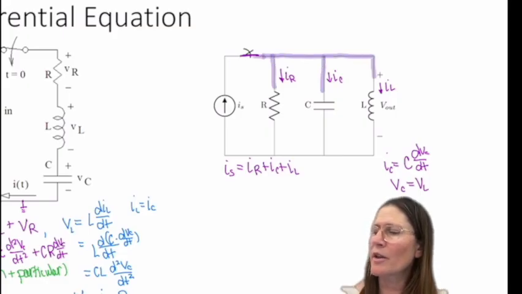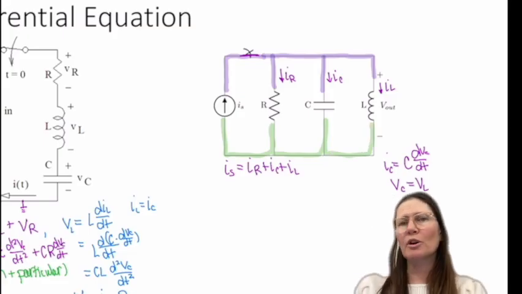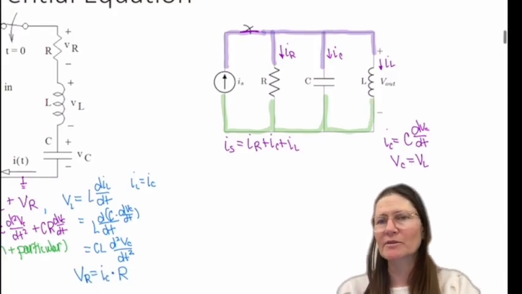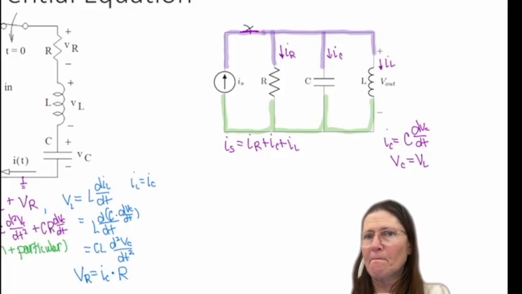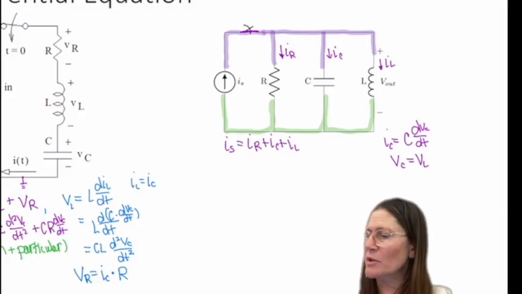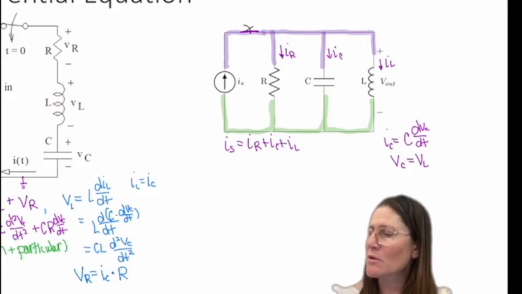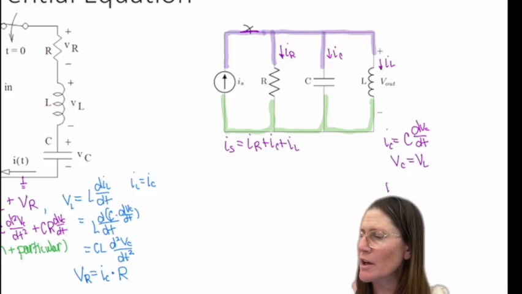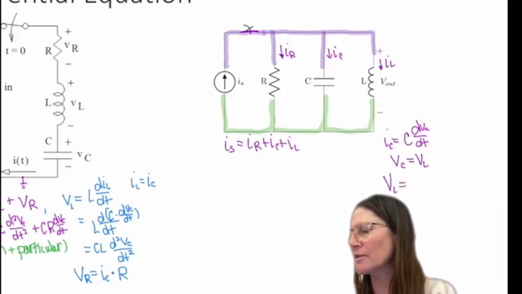So all this node is the same, and this one is the same. So these are in parallel to each other. So we know that the voltage at the capacitor is the same as the voltage at the inductor. And we know that VL, the voltage at the inductor, is L dIL/dt.